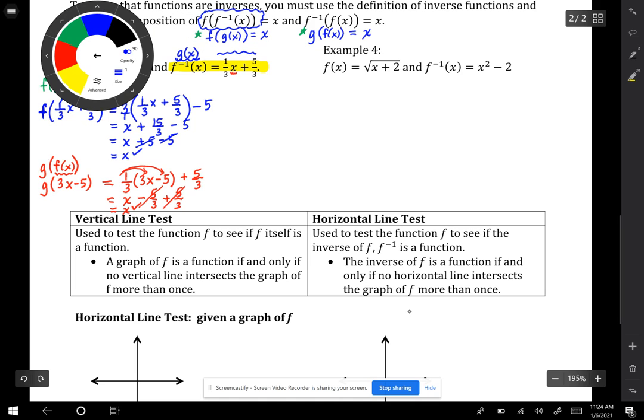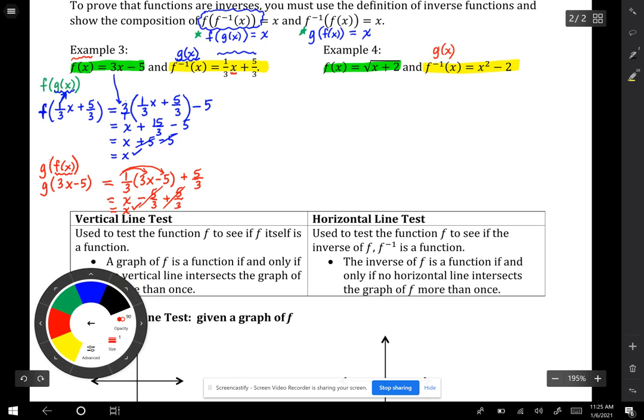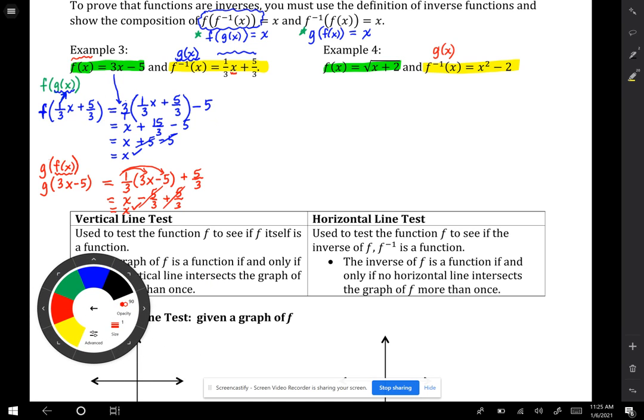So our highlighted function, this is f, and this is g. All right, and I'll put it down over here. The first thing we want to do is show f of g of x is equal to x. So f. We want to know that that's going to end up equaling x.